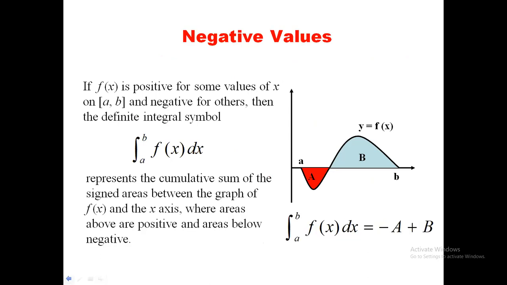Okay. Now, if f of x is positive for some values of x on a and b and negative for others, then the definite integral, the function of x integrated from a to b, represents the cumulative sum of the signed areas. Meaning if it's above the x-axis, you put a positive sign to it. If it's below the x-axis, you put a negative sign before it. That is why it says here the sum of the signed areas between the graph of the function and the x-axis, where areas above are positive and areas below are negative.